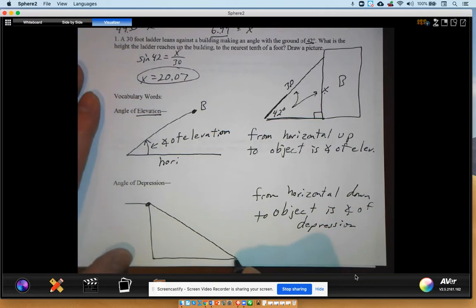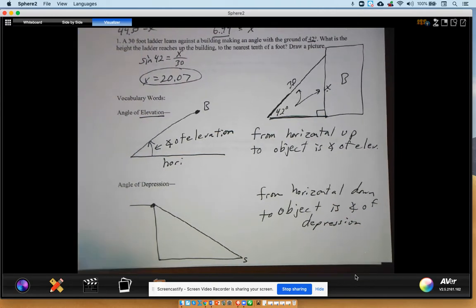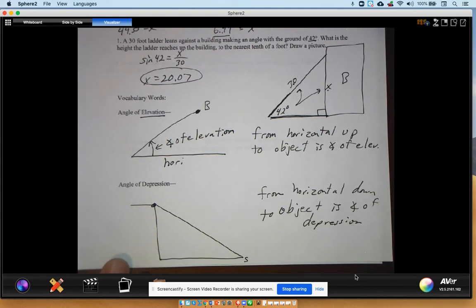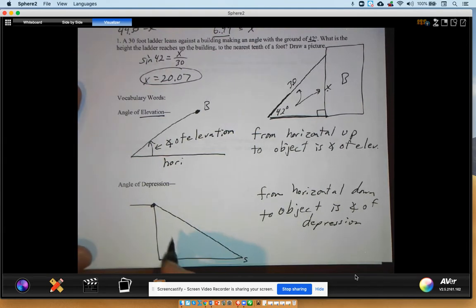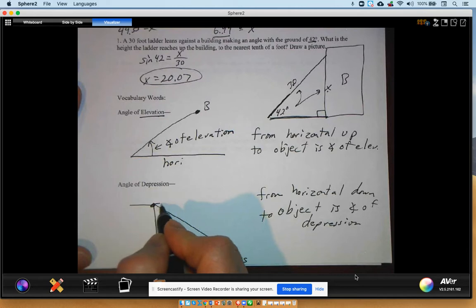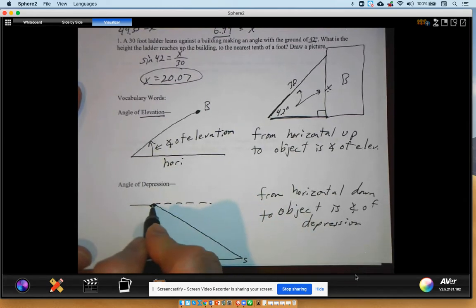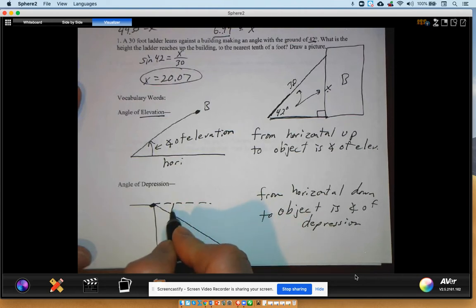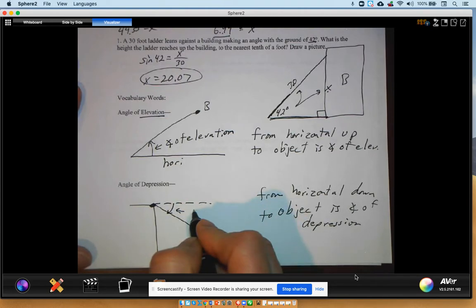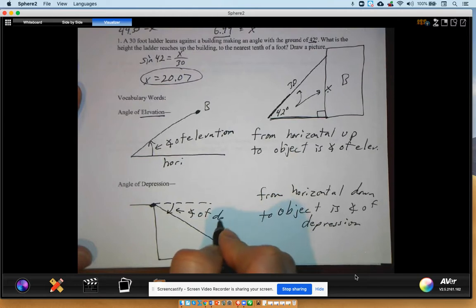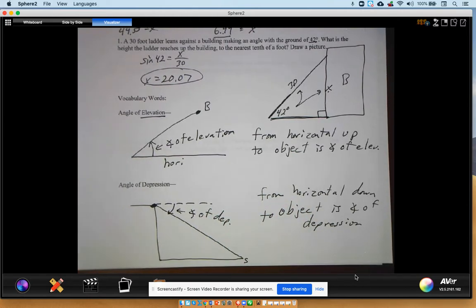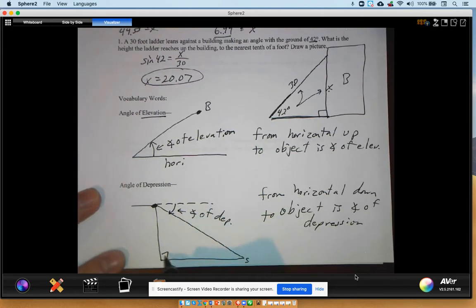All right, so let's say you're going to look at a squirrel on the ground. We'll just label it S for squirrel because I can't draw a squirrel. So this one's a little tricky. Angle of depression is from the horizontal, so you'd be standing on top of a building, from the horizontal down. So this right here is the angle of depression. Notice that angle is not in your triangle.